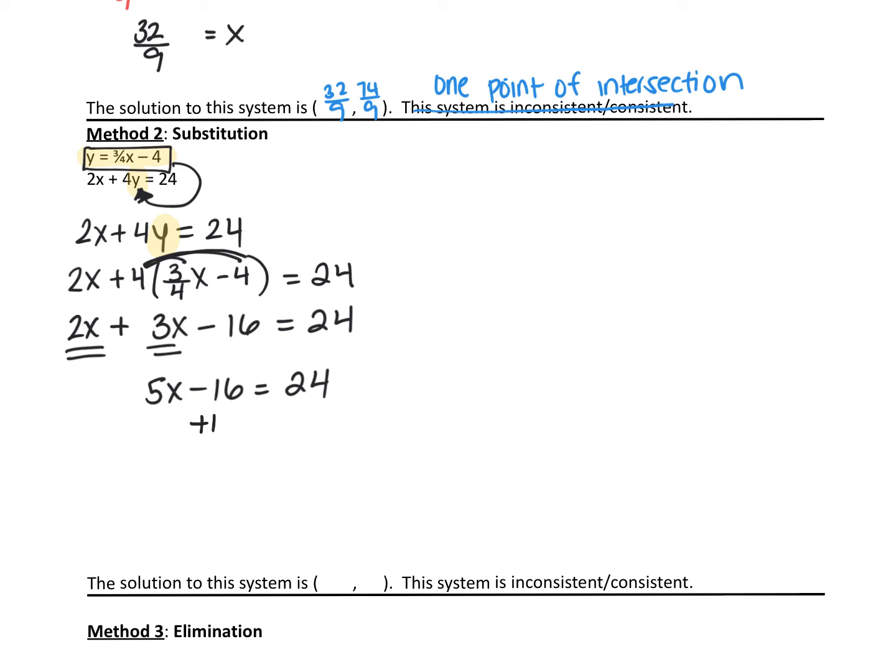We can add 16 on both sides. So we get 5x equals 40, and divide both sides by 5. X gives us 8.